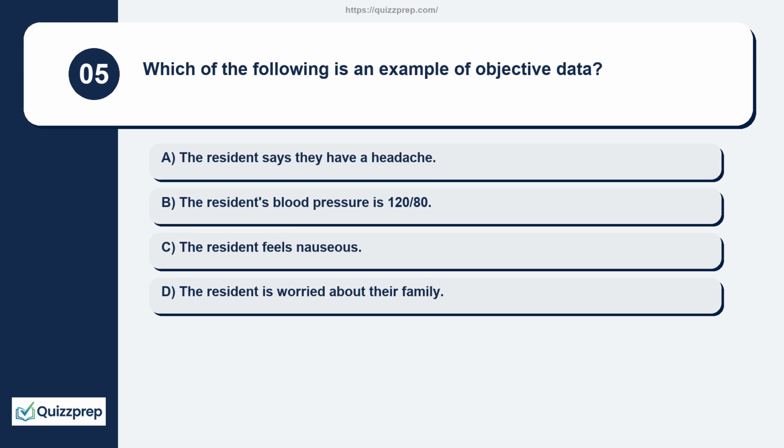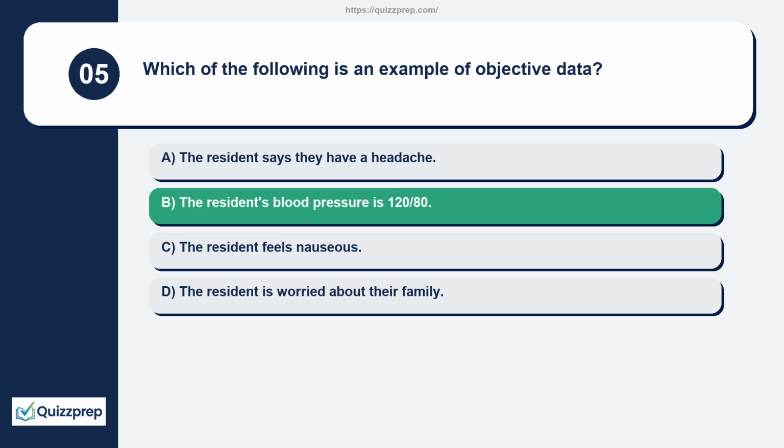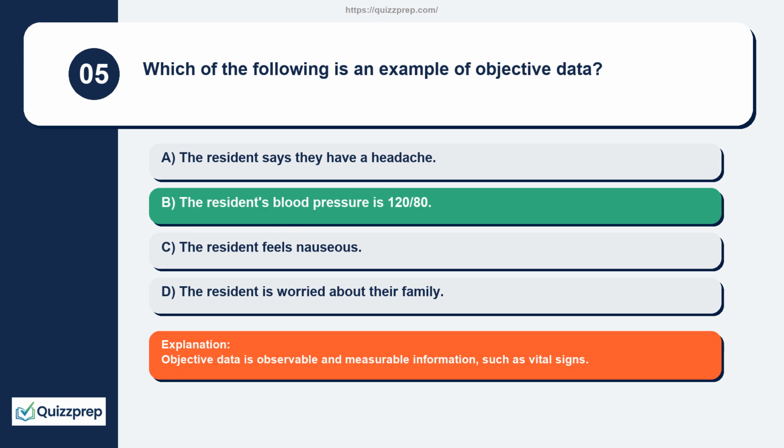Question 5. Which of the following is an example of objective data? The resident says they have a headache. The resident's blood pressure is 120/80. The resident feels nauseous. The resident is worried about their family. Objective data is observable and measurable information, such as vital signs.